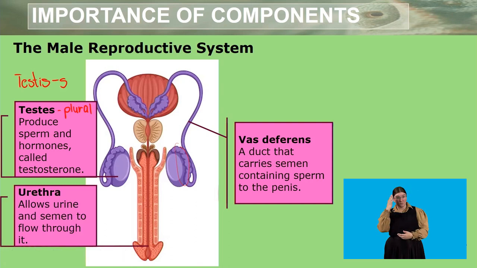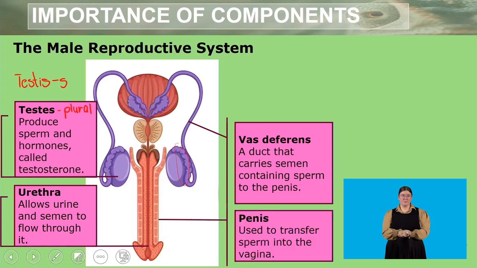We already know that the urethra allows urine to pass through it. It also allows semen to flow through it, through a process known as ejaculation. Then we have the external male organ that is part of the reproductive system, and this is known as the penis. It is used to transfer the sperm into the vagina.